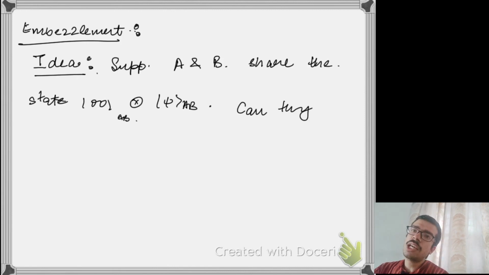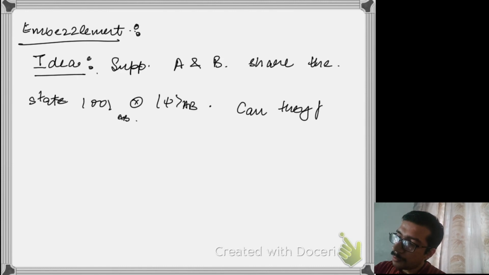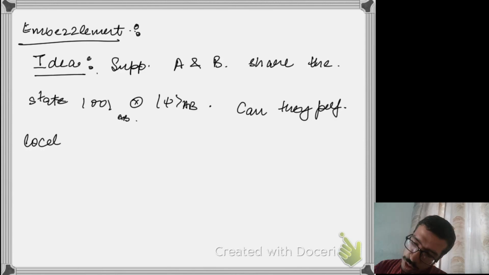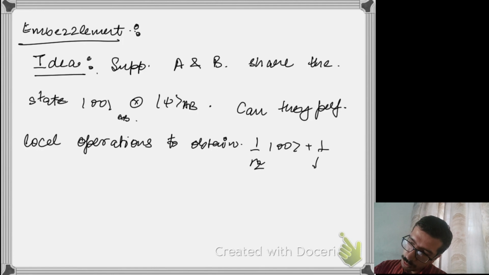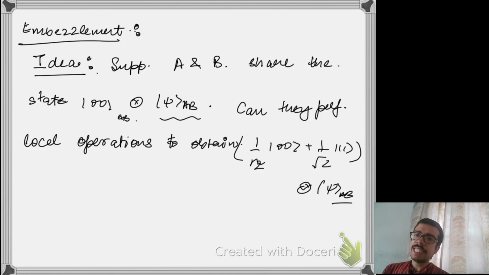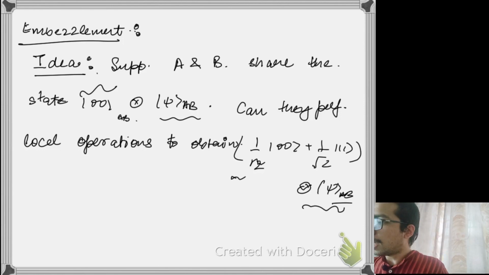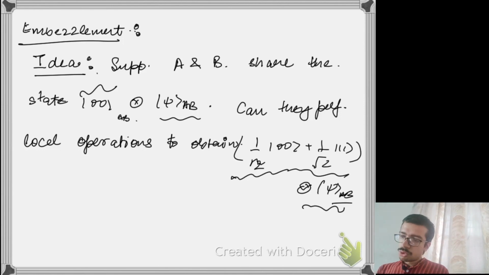Local operations meaning that they can perform a unitary operation on their share of the qubit, or they can perform a measurement. So can they perform local operations to obtain the state EPR, that is 1 by root 2 ket 00 plus 1 by root 2 ket 11, tensored psi AB? So psi AB is like a catalyst state, so that should remain the same, but it should assist in moving from ket 00 to 1 by root 2 ket 00 plus 1 by root 2 ket 11. So the question is, is it even possible?